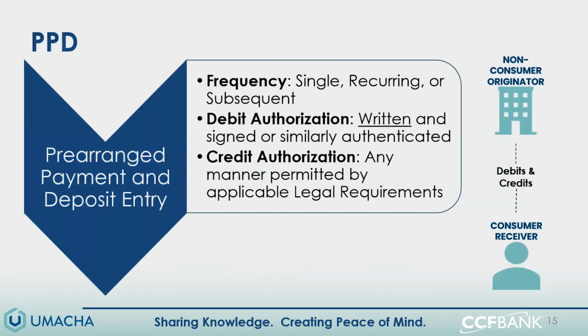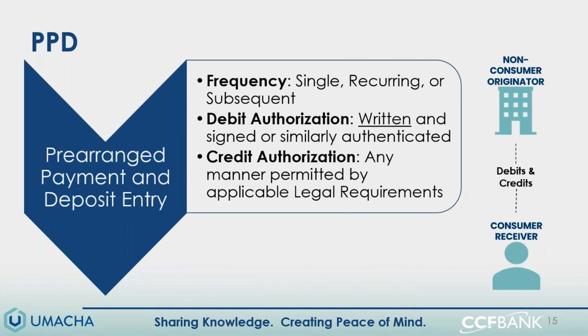So the first one we're going to talk about is PPD. This one's probably the most common that we're going to see as far as the number of entries. PPD is a prearranged payment and deposit entry. These are going from a non-consumer originator, so a business. They can be a debit or a credit, and they're going to a consumer receiver. I gave examples of UMACHA sending me payroll, and the electric company sending me a debit for my electric bill. Both of those could be PPD entries. They're going from a non-consumer to a consumer, and can be a debit or a credit.